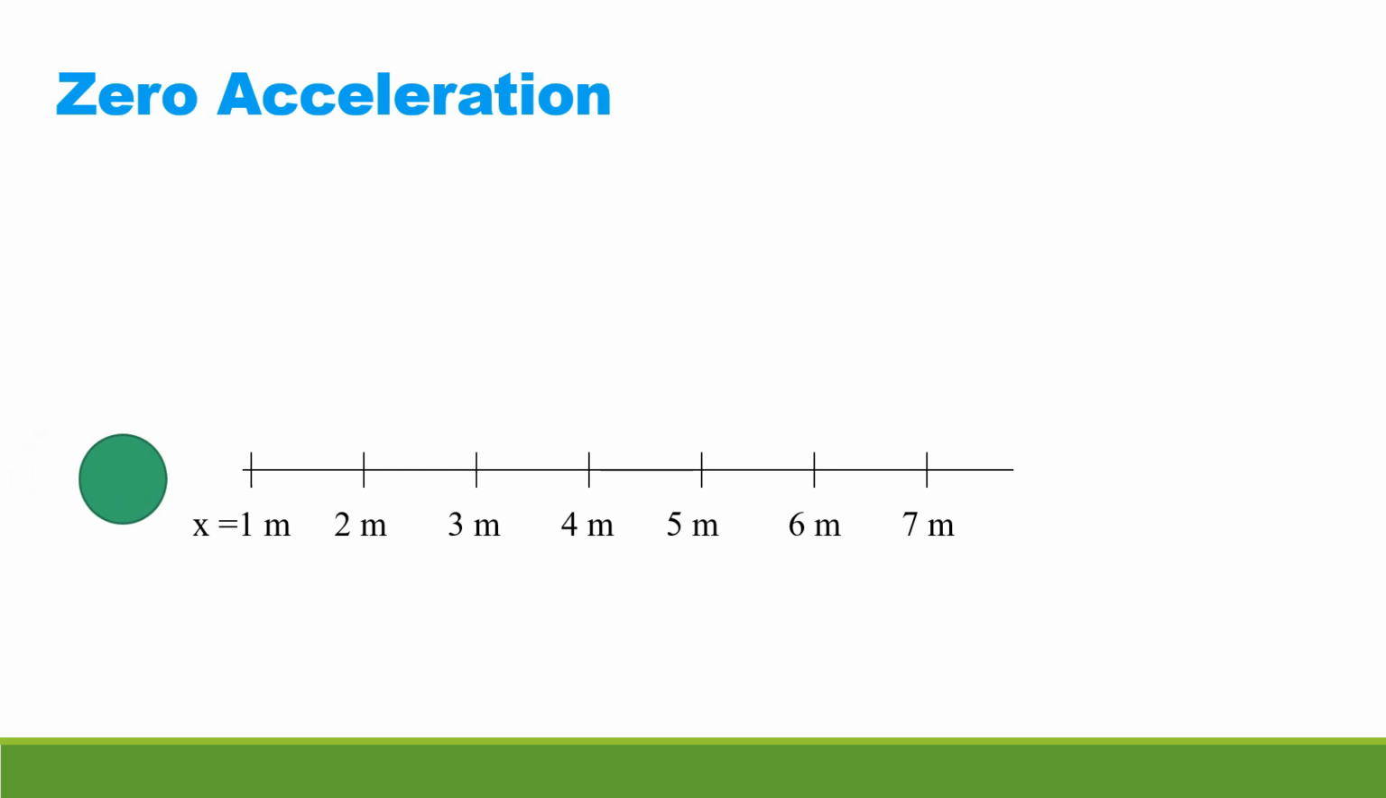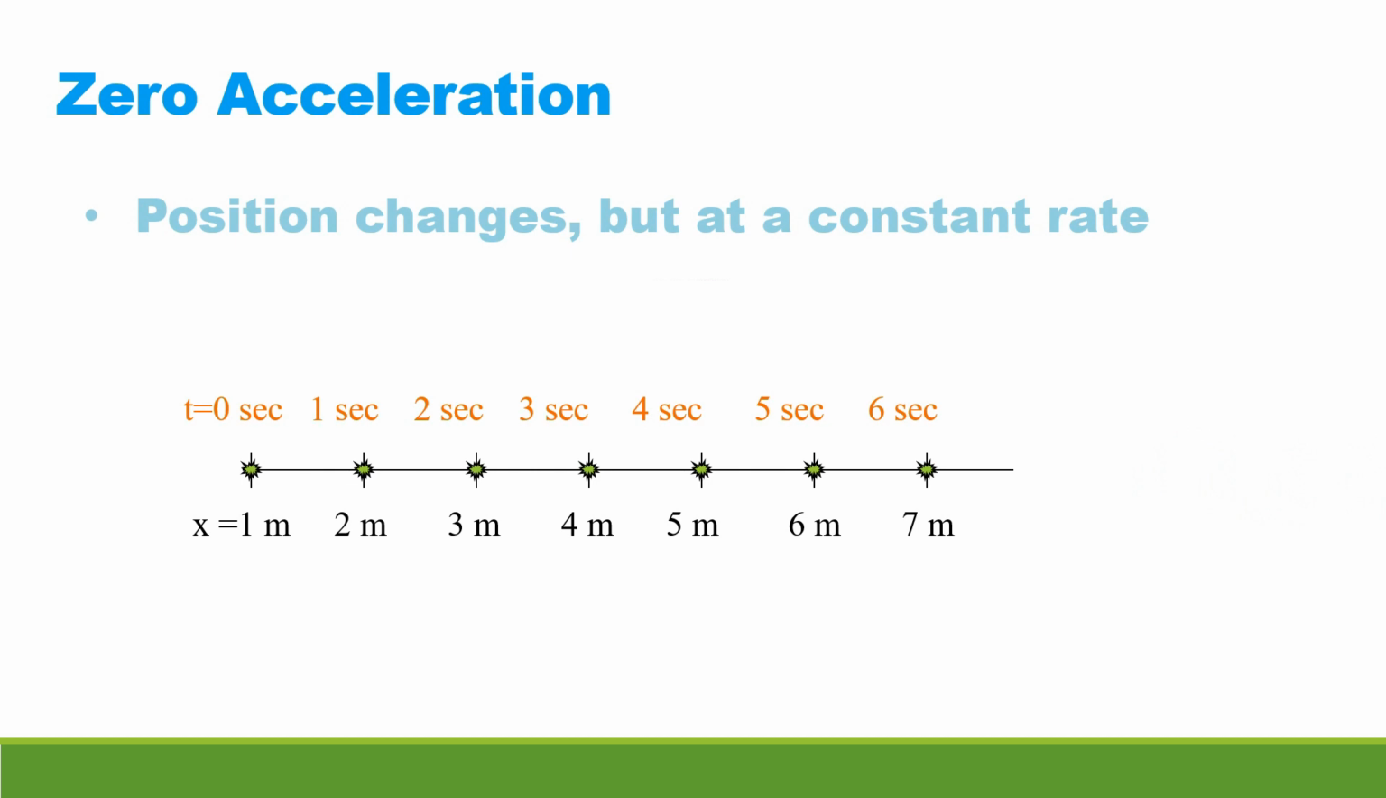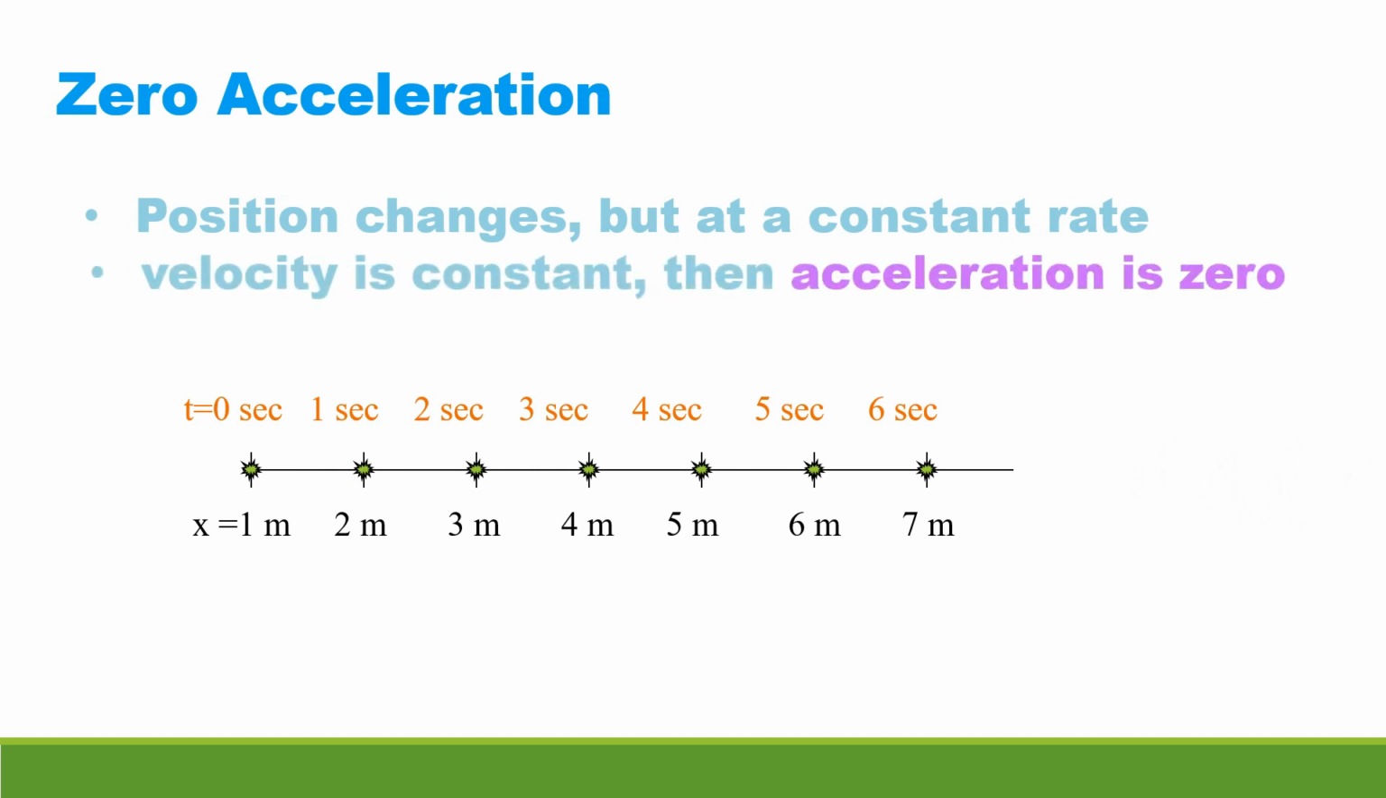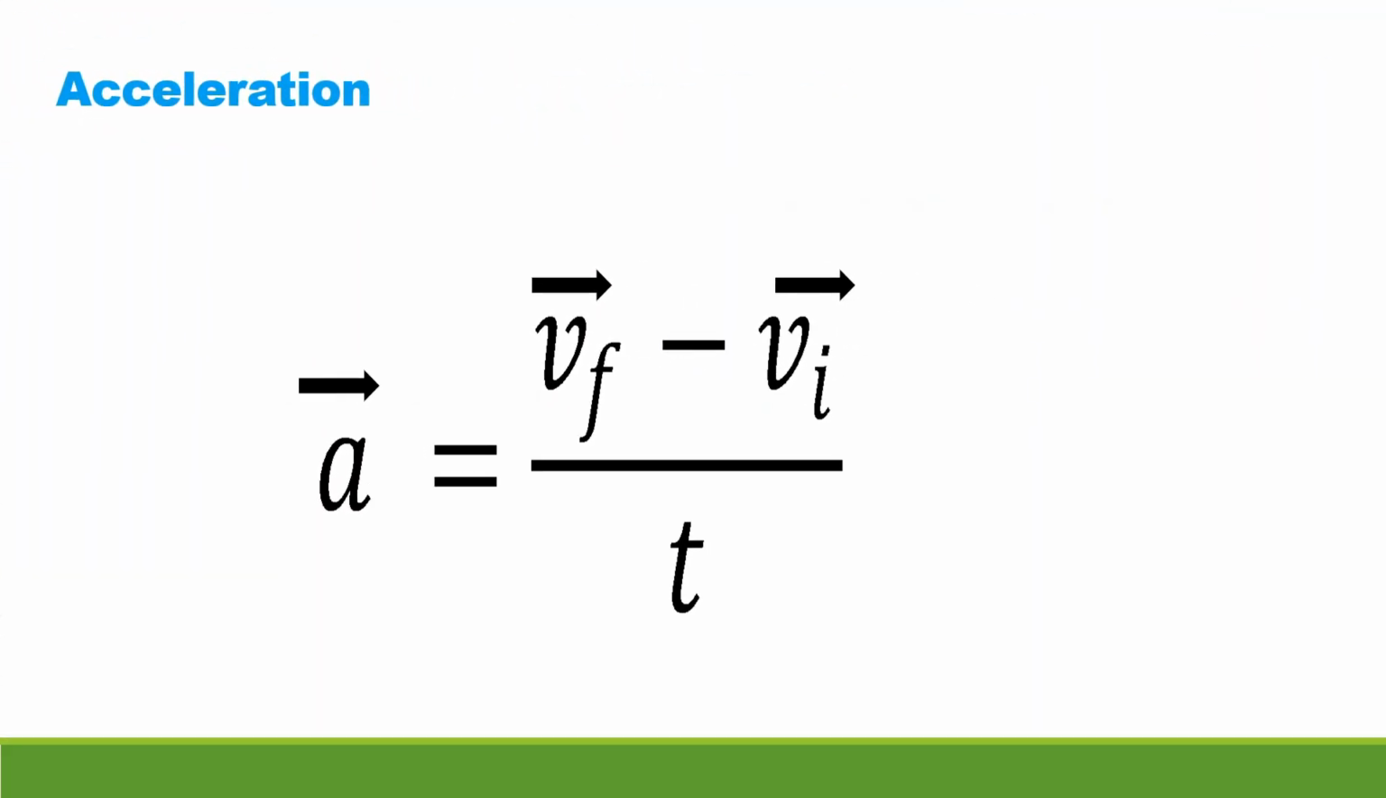There are times when we have zero acceleration. Let's observe when we have zero acceleration. What can you say about its position? It changes but at a constant rate. Now since the rate is constant, same goes for the velocity. Then the acceleration now is zero. Acceleration in equation form is expressed as acceleration equals final velocity minus initial velocity over time.